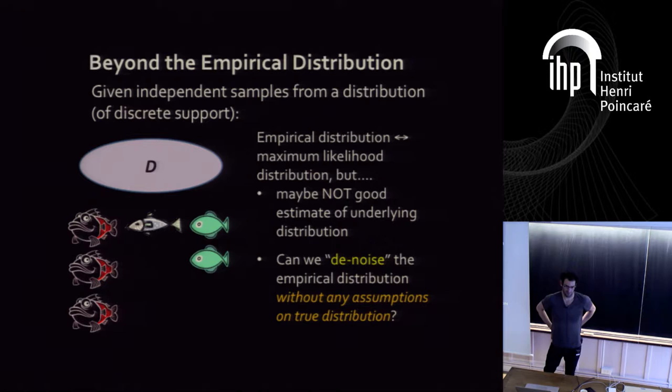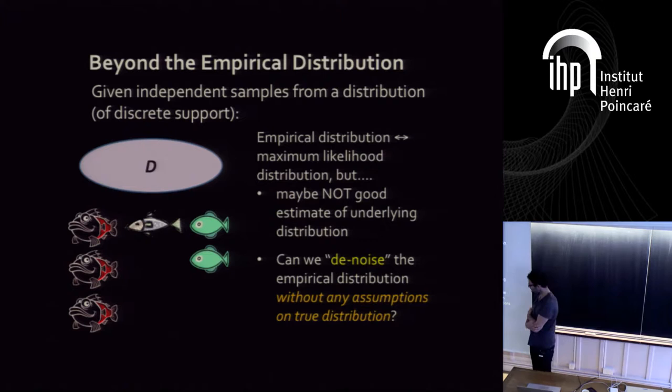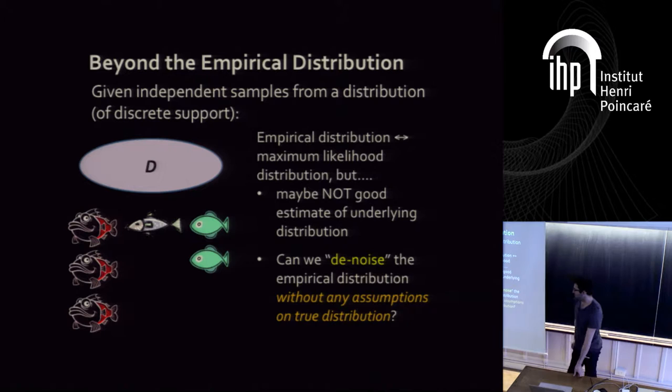If we care about estimating the underlying distribution in total variation distance, there's no reason to believe that the maximum likelihood distribution should correspond to the distribution that minimizes the expected total variation distance. These two things are different. So one question is, in general, can we denoise the empirical distribution without making any assumptions on the structure of the true distribution? Can we actually correct for it?